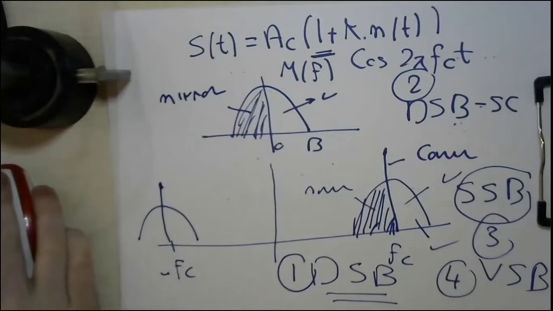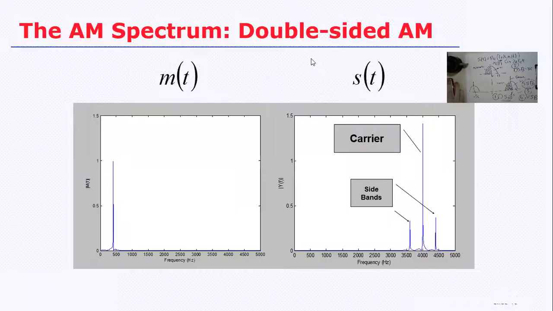So simply by returning back to the slide, that's why I call this slide a double-sided AM. It's double-sided because now, as you can see here in my presentation, I have the positive side, yes, and the negative side, and the carrier. That's why we have a double-sided AM.